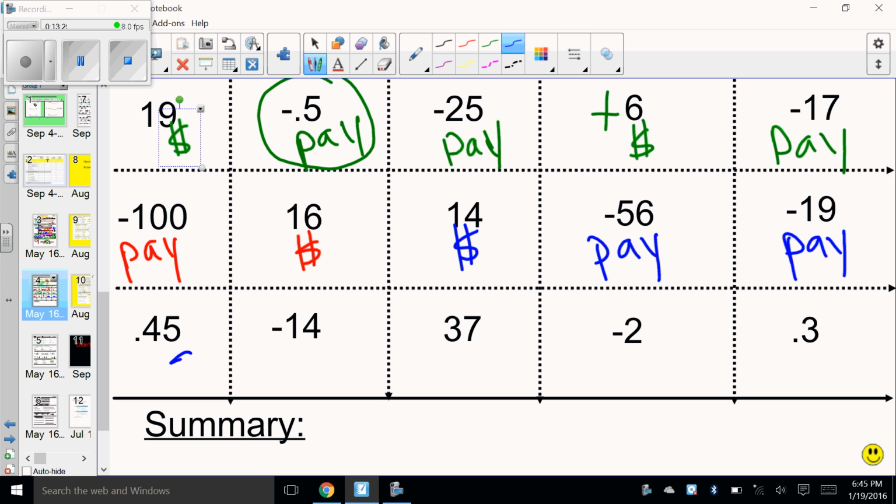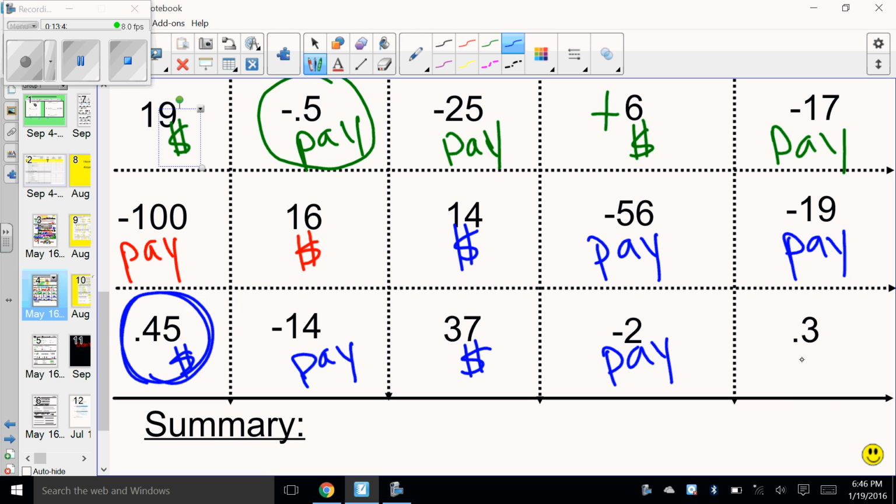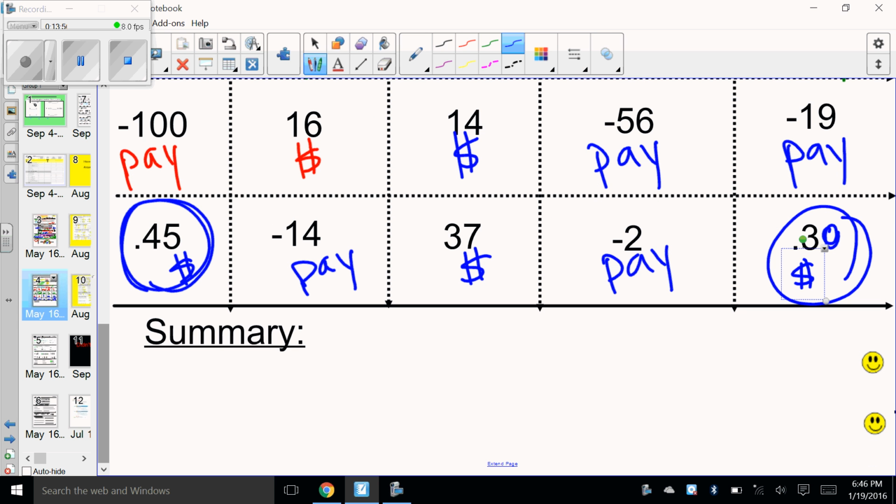Next problem here is 45 cents. It's money in the bank. It's positive. It is not an integer. However, it's not a whole value. Then we're going to pay $14. Money in the bank. We're going to pay $2. And we have 30 cents. This is like 30 cents in the bank. It's not an integer. So those are the 3 you should have circled as not integers.